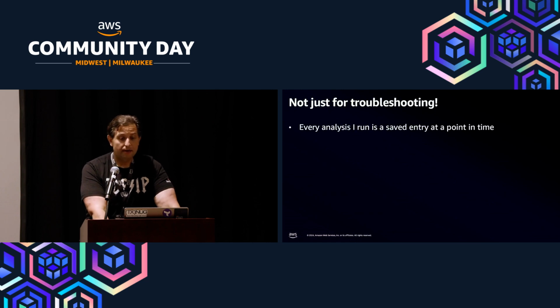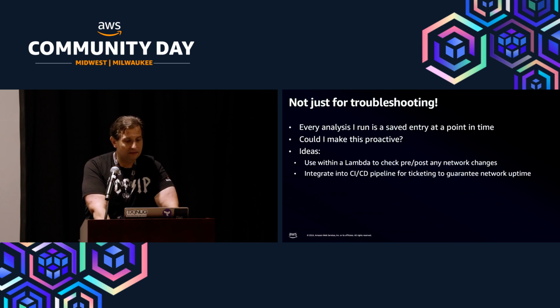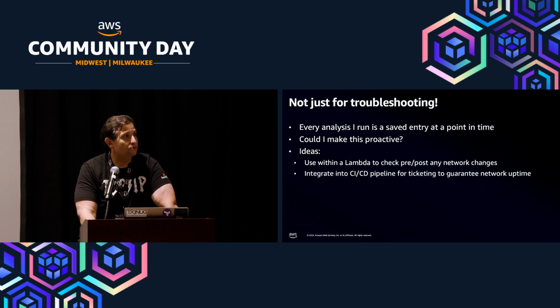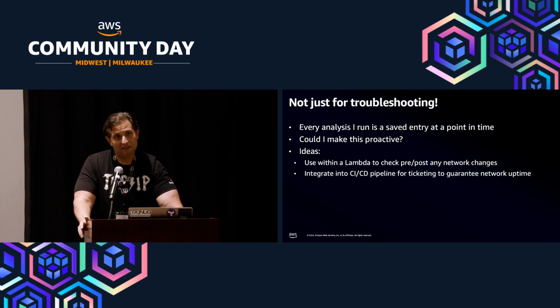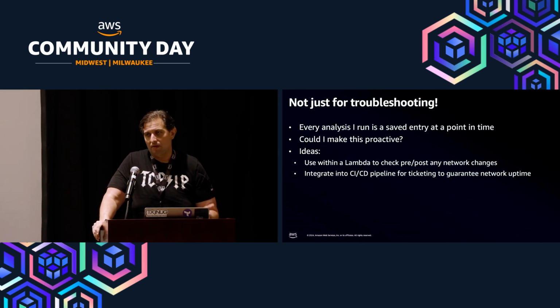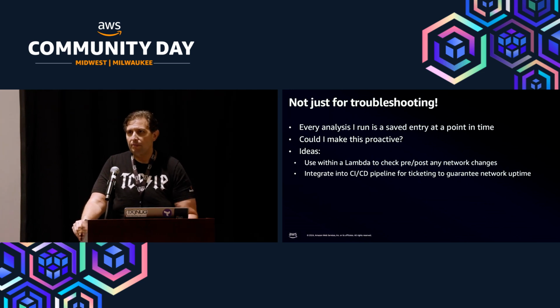So like I said, it's not just for troubleshooting, a point-in-time analysis, but also proactive. I have some Lambdas set up that run these whenever I need as a pre and post change check. So whenever somebody is making some sort of change, modifying a transit gateway, modifying some routes, whatever, I have this as part of my pipeline.